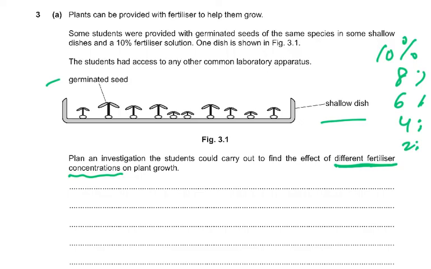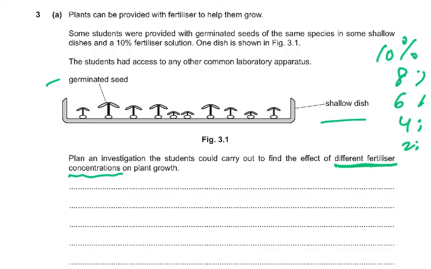So then we will take the mean height and we will say, okay, at 10% the mean height was this, at 8% the mean height was this. So yes, it does affect it, but to a certain concentration, and after that there seems to be no effect. Or yes, as you keep on increasing the fertilizer, it will increase the height of the plant. So it is a direct linear correlation.